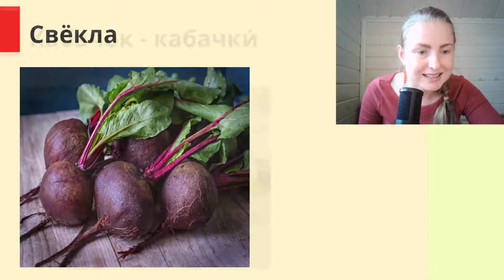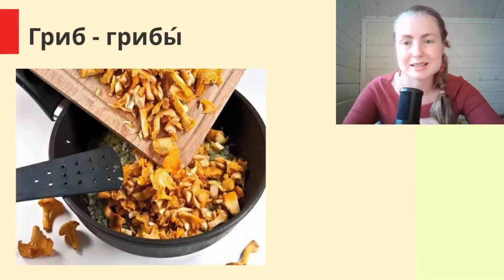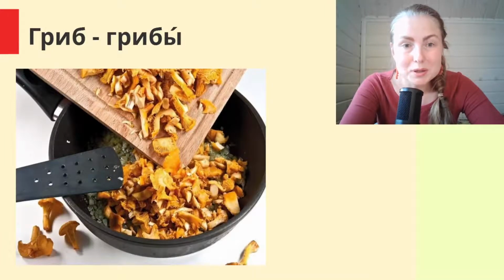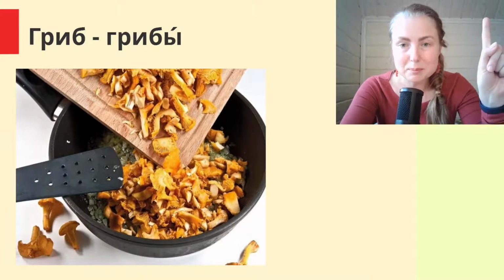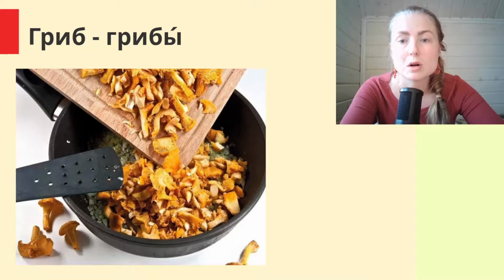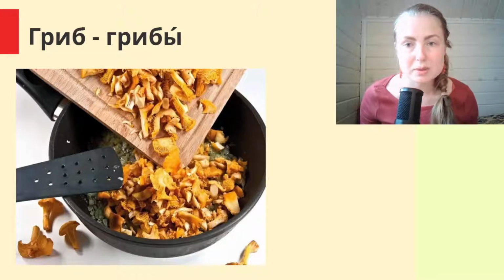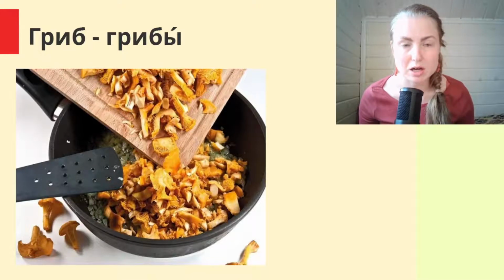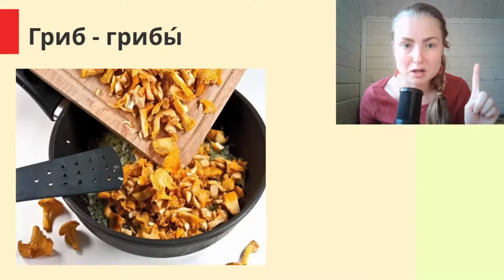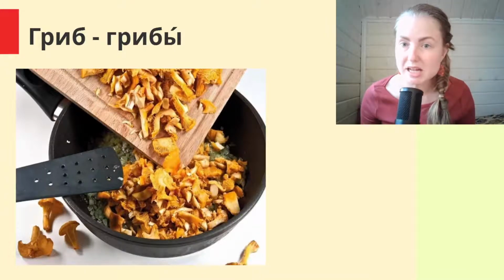Okay, next word is гриб. Один гриб, one mushroom, and много грибы, many. Here, pay attention to the pronunciation. Один гриб. We write b at the end of the word, but I pronounce it p, like papa, father, not b. Grip.